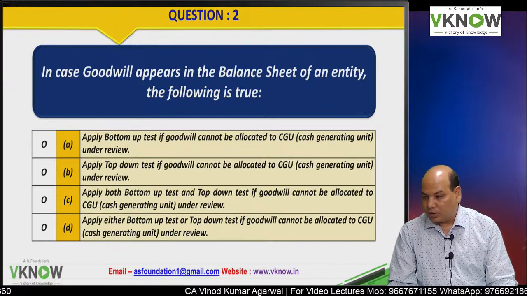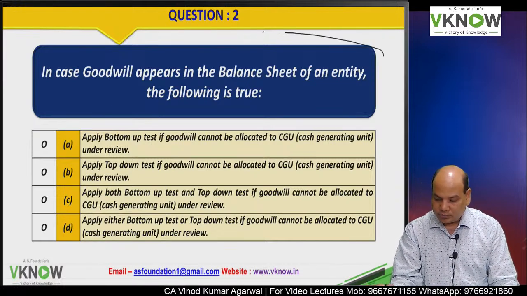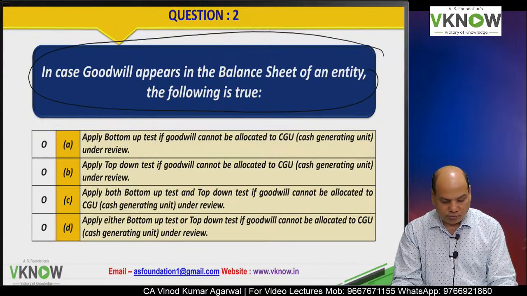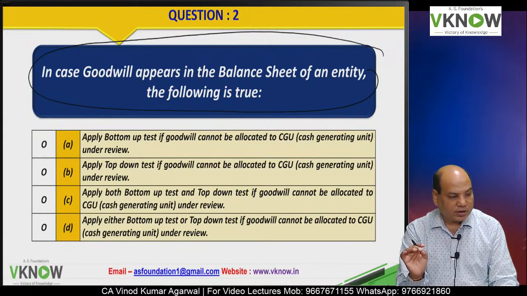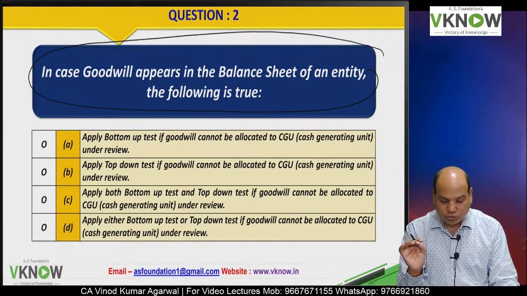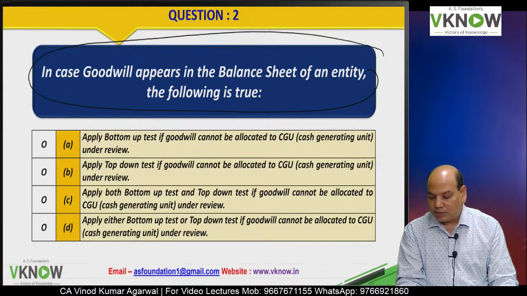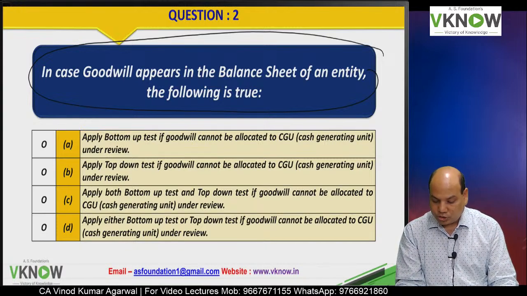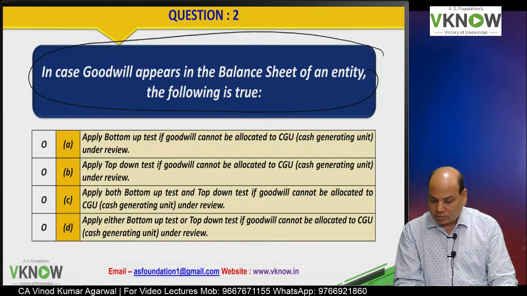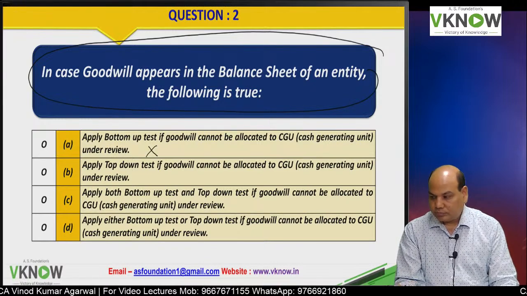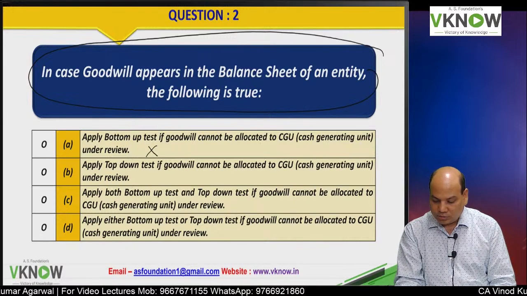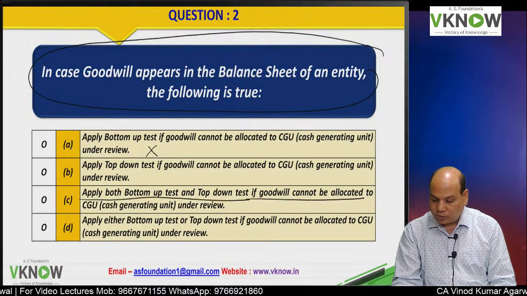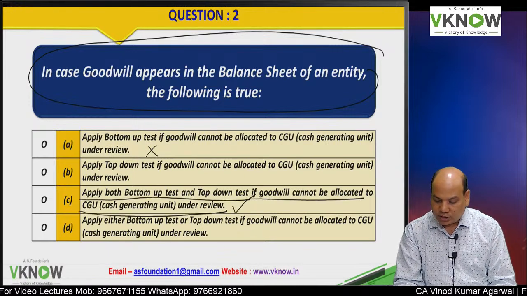In case goodwill appears in the balance sheet of the entity, which of the following is true? This we have discussed. I have given a graph also. Apply the bottom up test if goodwill cannot be allocated to a CGU. Then this is a wrong statement. Apply the top down test if goodwill cannot be allocated. Apply both the bottom up test and the top down test if goodwill cannot be allocated to a CGU. This is the right answer.